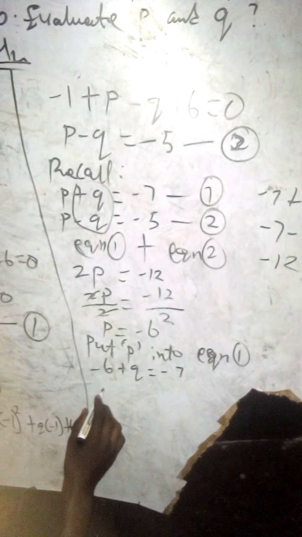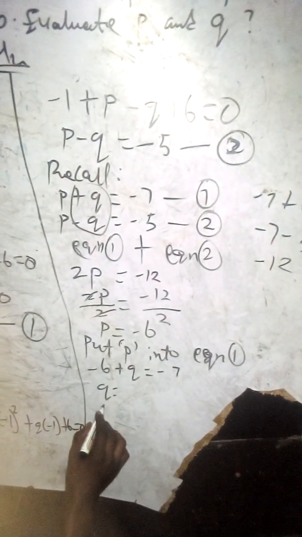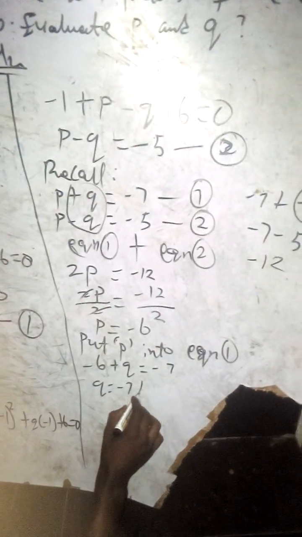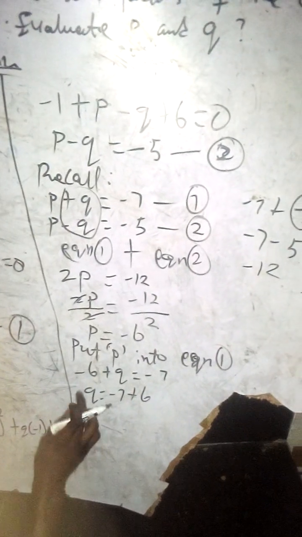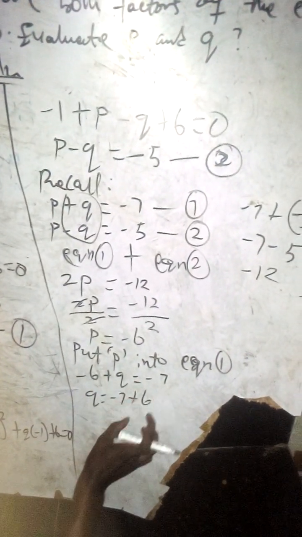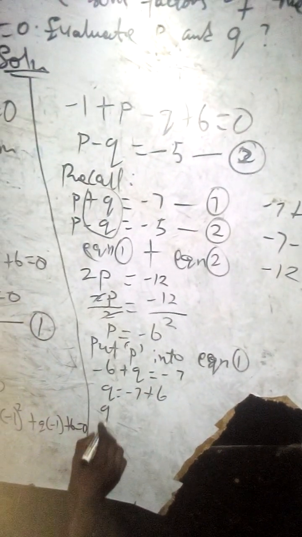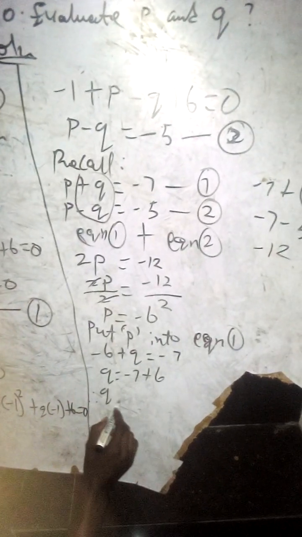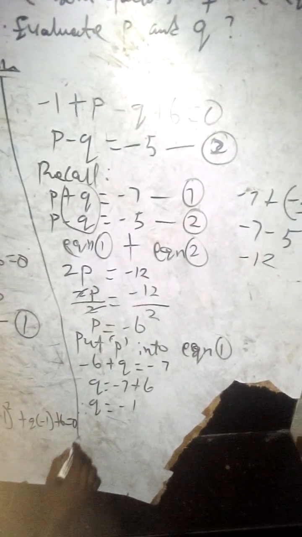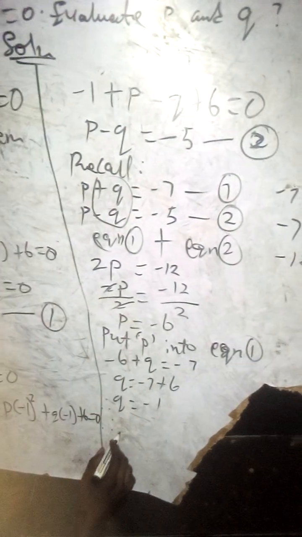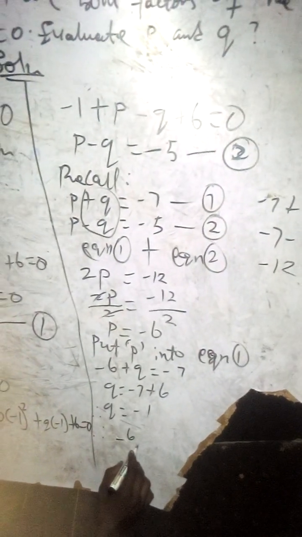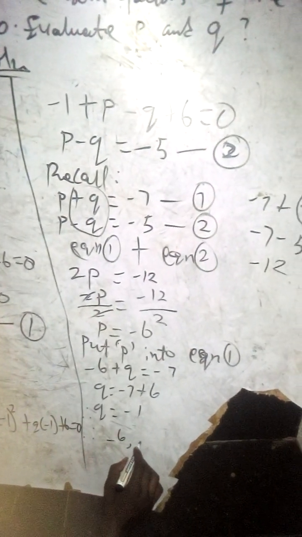If you collect like terms, you have q equal to minus 6 plus 6, because this minus sign crossing the sign of equality becomes a positive sign. So our q will now be minus 1. So therefore, the answer is minus 6 and minus 1.